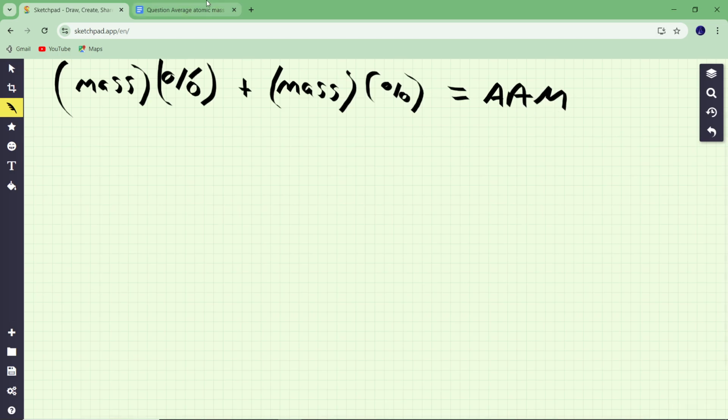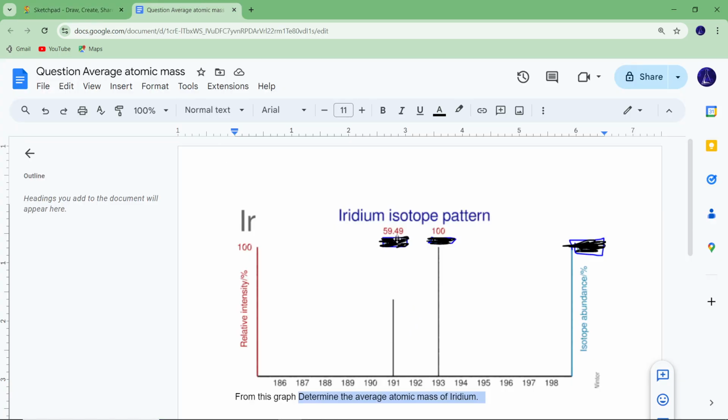So let's go back to this one here, and we see that we have a mass of 191 and a mass of 193. That means we could fill in both of our masses. But in this case, it does not give us the percentage, which means we're going to have to find the percentage based off of the number of hits. We should note that we have more hits for 193. It says that we had 100 hits, and that for 191, we had 59.49.